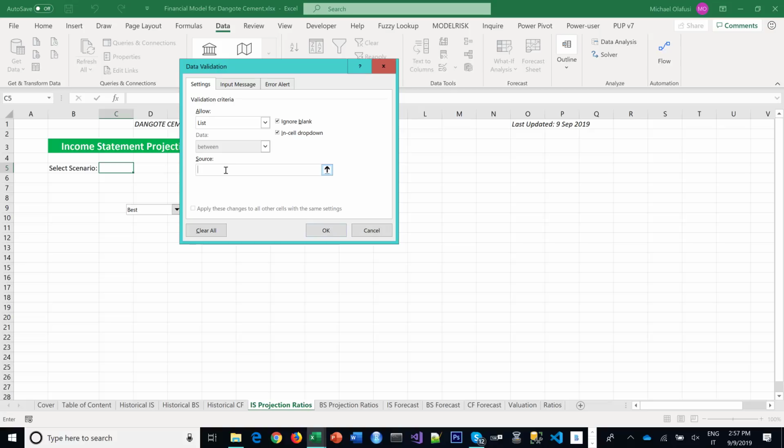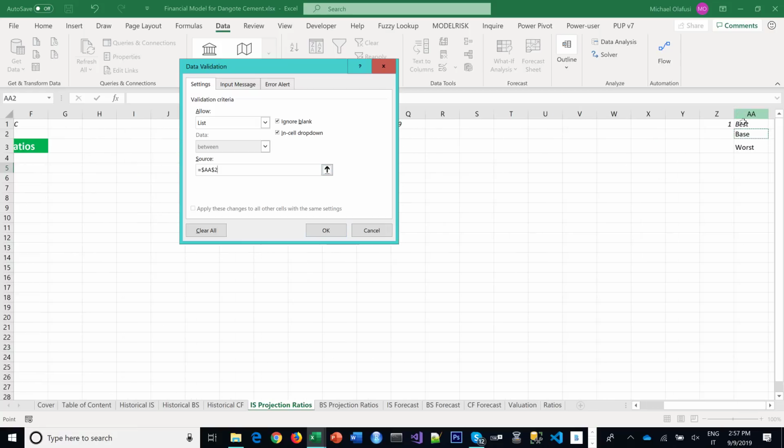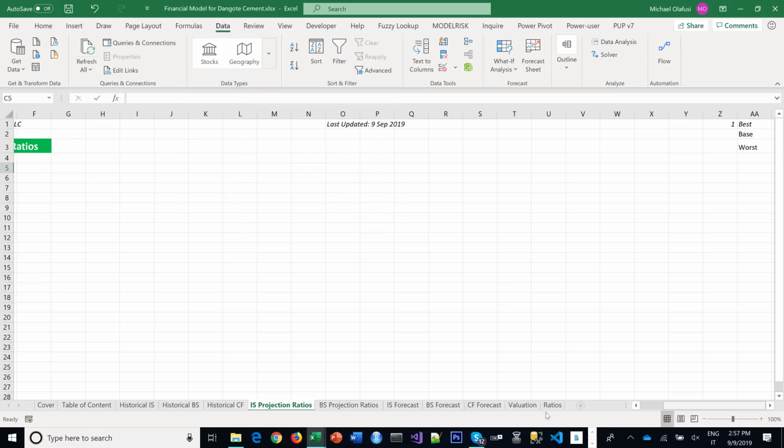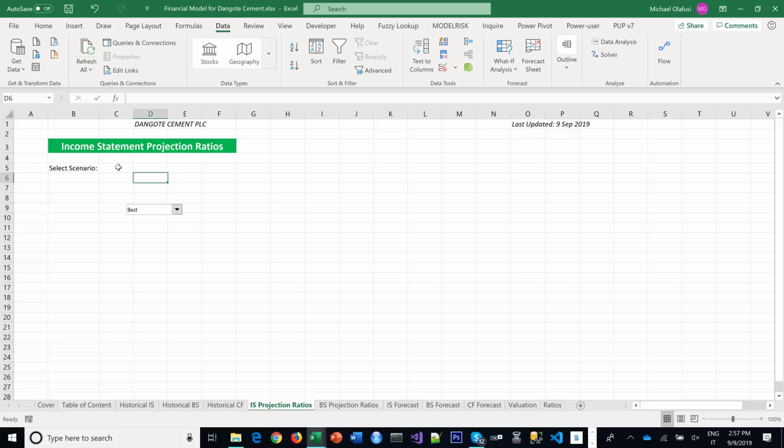So I can type best, comma, base, comma, worst, and then I can also pick, right? So whichever it is you want to do. Since I've already typed it in that other cell, in these cells here, I think I should also show you how to pick. So you can pick, and then once you do OK, then you have a similar experience in terms of this will be there.